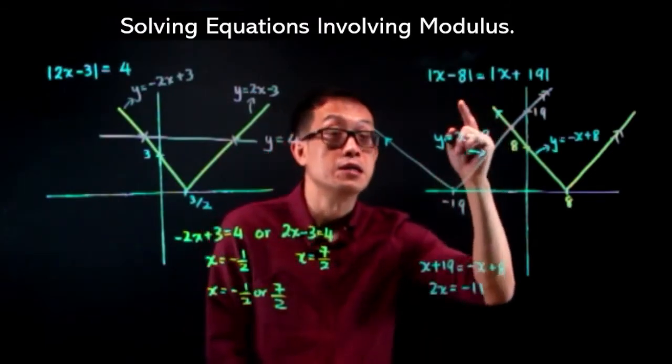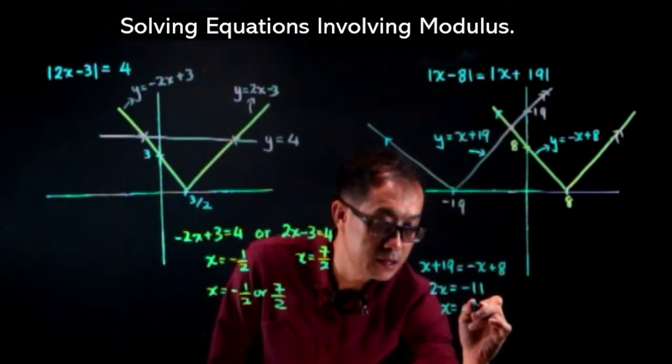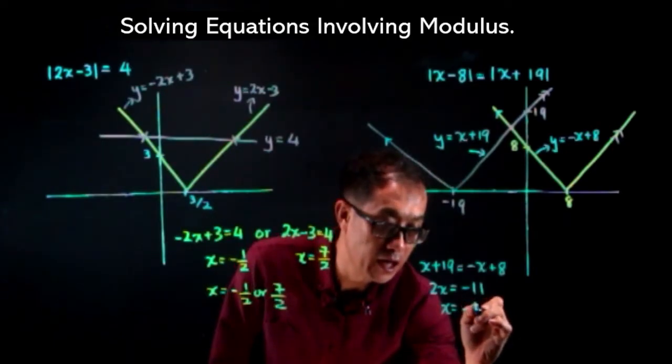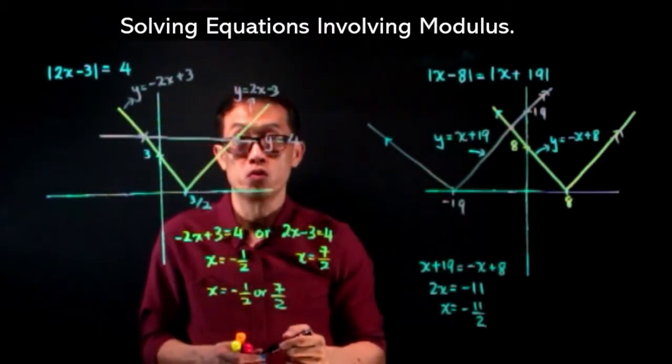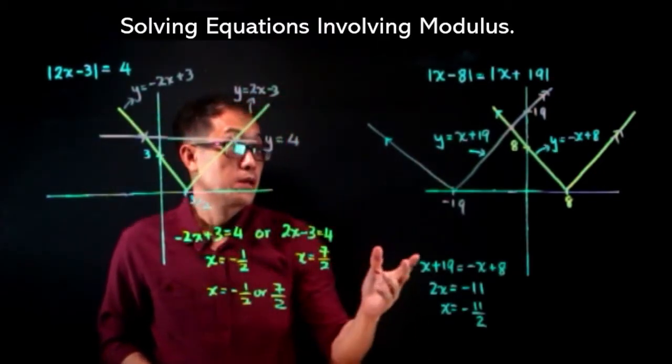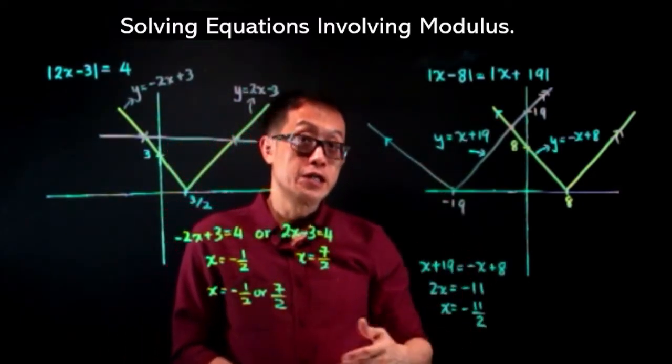This is 19. Okay. X is minus 5.5, or you can write it as minus 11 over 2. Okay, for that, let's move on to question 3 and question 4.